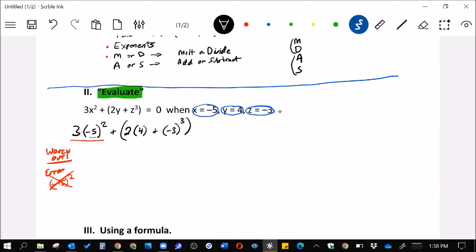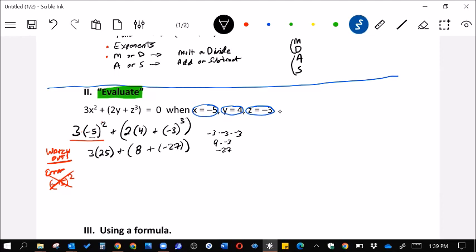Instead, what we have is -5 times -5, which means that that becomes a positive 25 because the 2 negatives cancel out. Over here, 2 times 4 plus 2 times 4 is 8. And here we have a -3 times a -3 times a -3. These first 2 -3s is a 9 times a -3, which means we have a -27. So we have plus a -27.